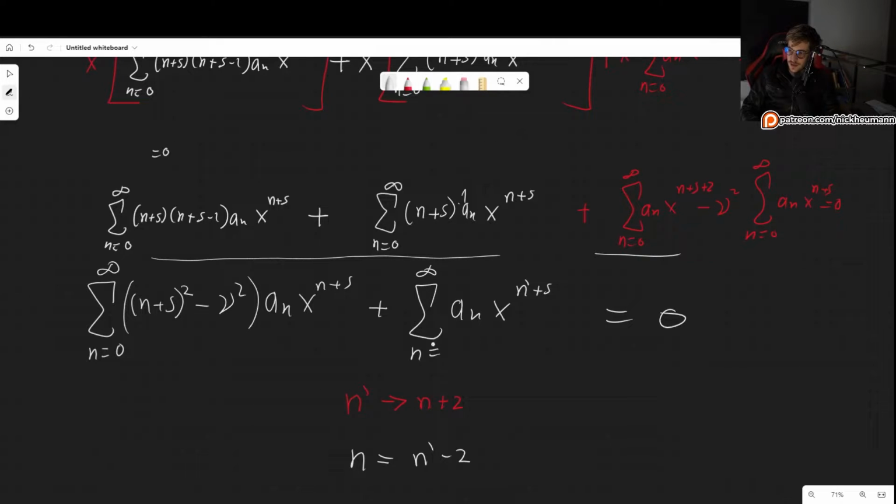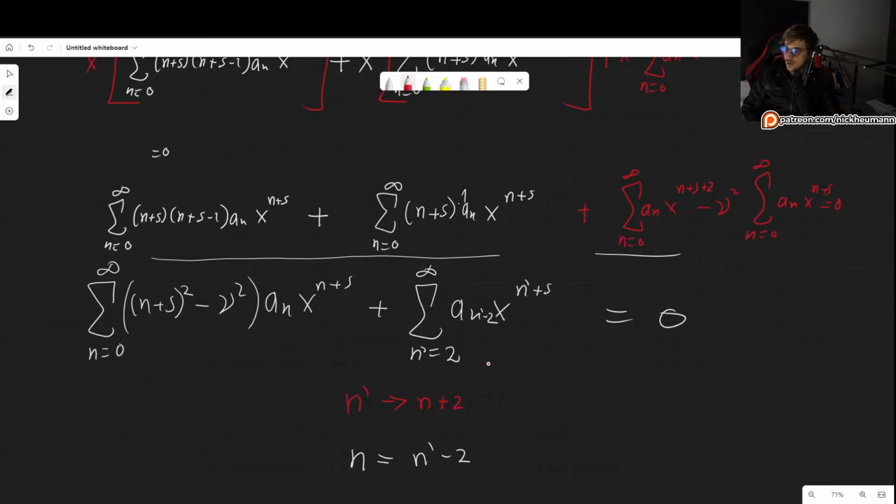So this sum begins from the second part now, and you can then verify that it is indeed the same. I'll show you in a moment. And a_n, n is n prime minus 2, so this is n prime minus 2. Okay, and notice that this is, of course, the same as before. We haven't really changed anything.